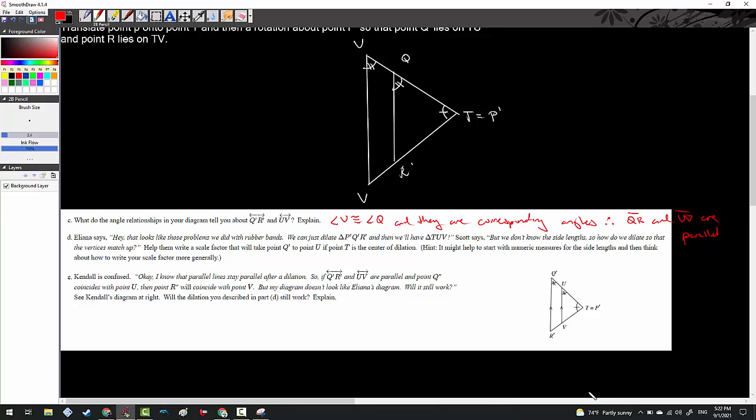So hopefully that makes enough sense. Let's move on to part D. It says, Eliana says that looks like the problem with the rubber bands. We can just dilate P prime, Q prime, R prime, and we'll have TUV.